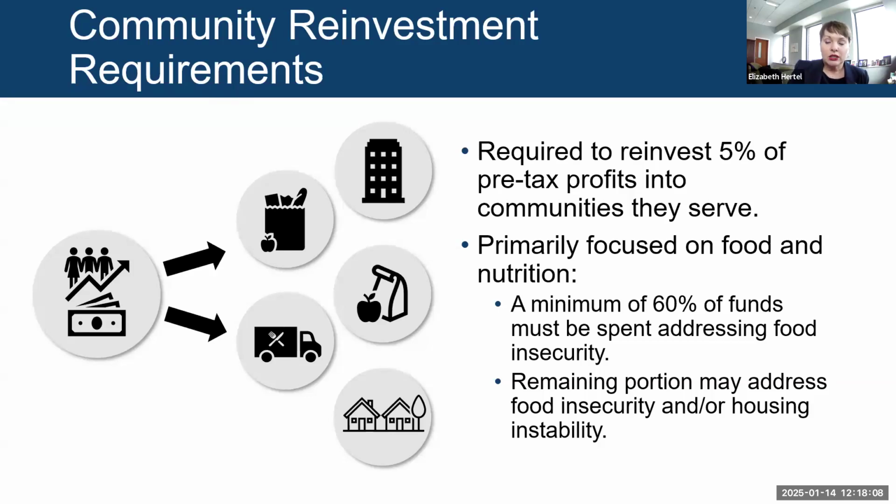We also require that these investments primarily focus on food and nutrition. We believe that by focusing on one primary domain, we are increasing the likelihood that we are going to see measurable impacts in the communities. Specifically, a minimum of 60% of the community reinvestment dollars are required to fund activities to address food insecurity.